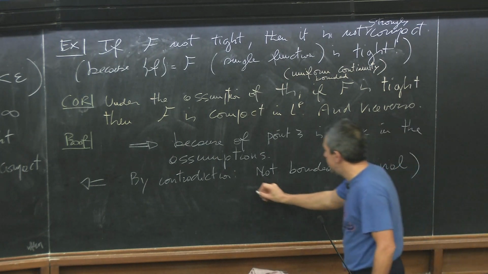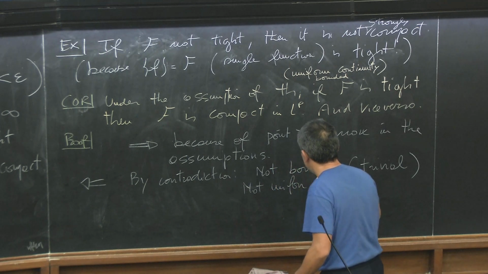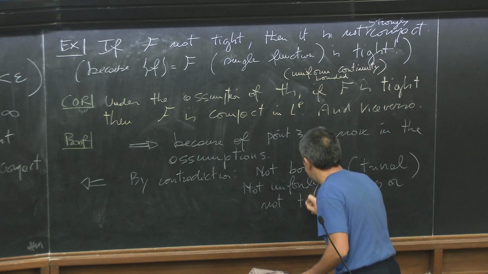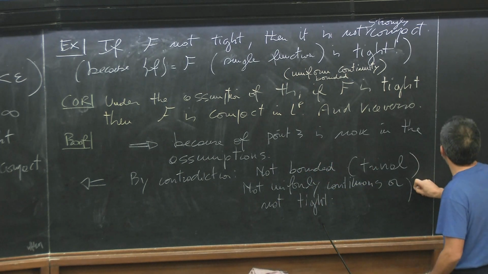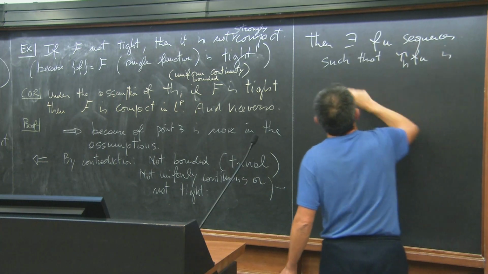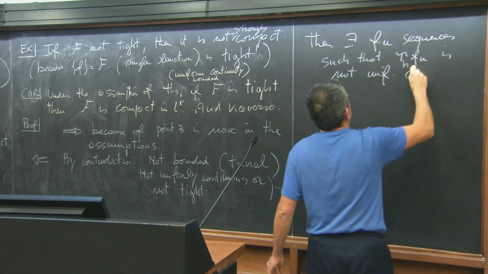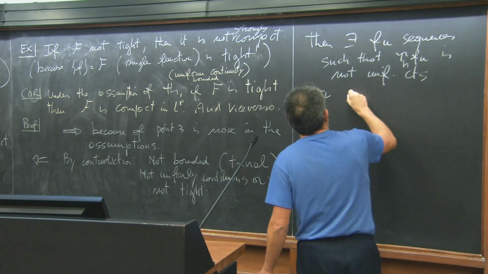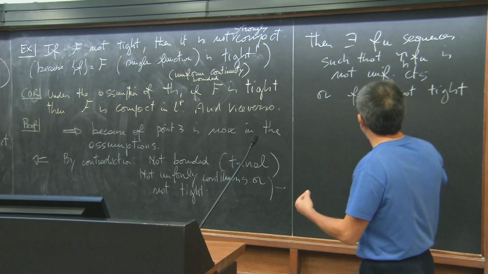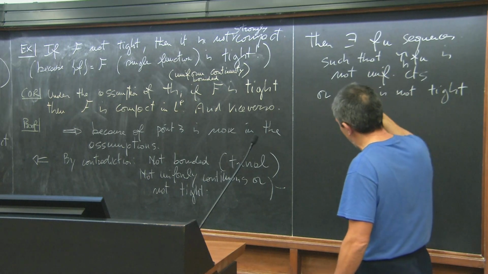Is not uniformly continuous or not tight. So now what you do here, then there exists a sequence Fn with the two properties. For example, not uniformly continuous, which is such that the translation is not uniformly continuous. Or, well, Fn is not tight. Now I'm saying that, well, it's not tight.